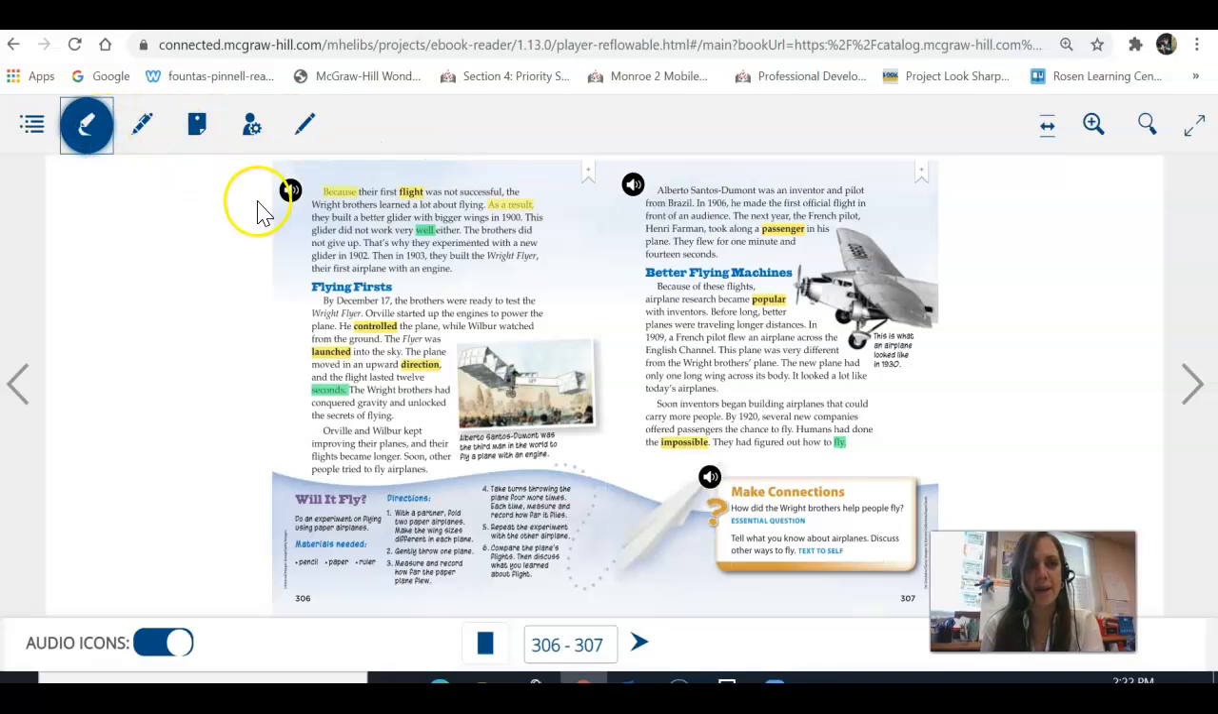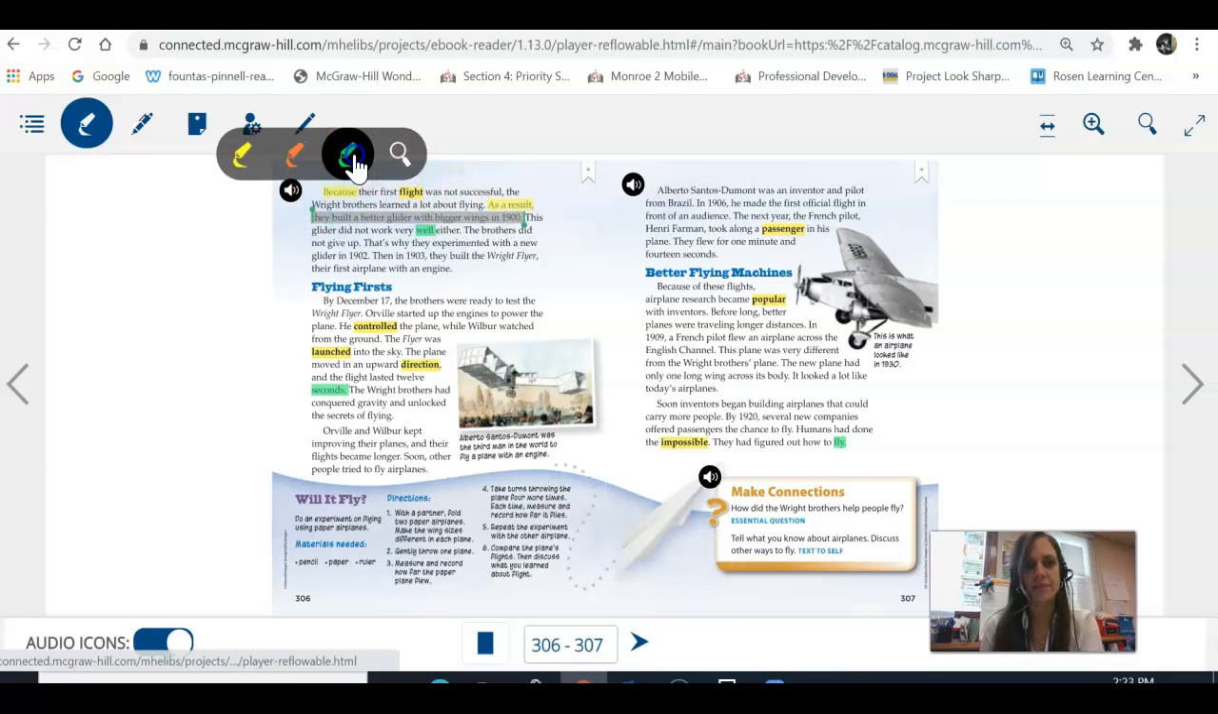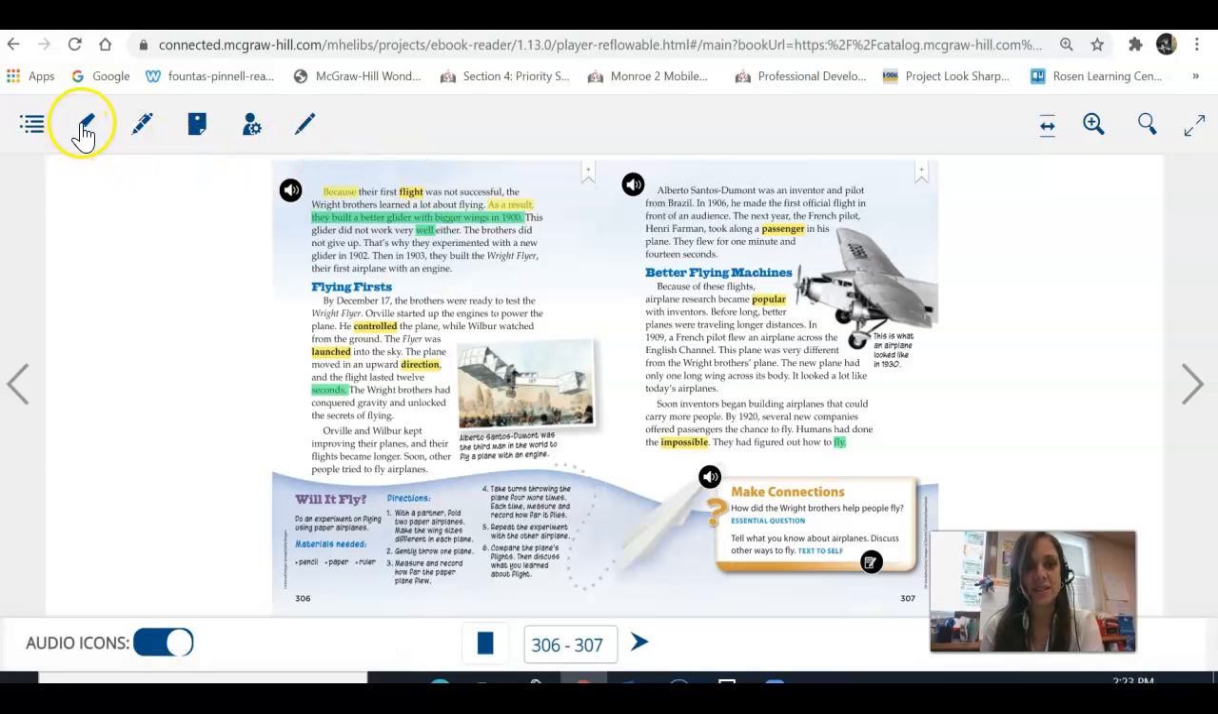So I'm going to ask myself, what happened? The Wright brothers built a better glider with bigger wings in 1900. Why did they do this? Because their first flight was not successful, and they learned a lot about flying. We have another cause and effect key detail that happened after they went to Kitty Hawk to fly their first machine when they found stronger winds. So we are going to now go record this on our graphic organizer.